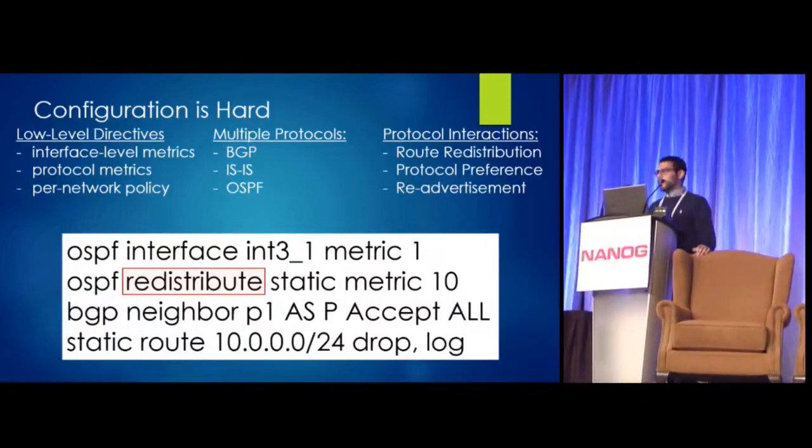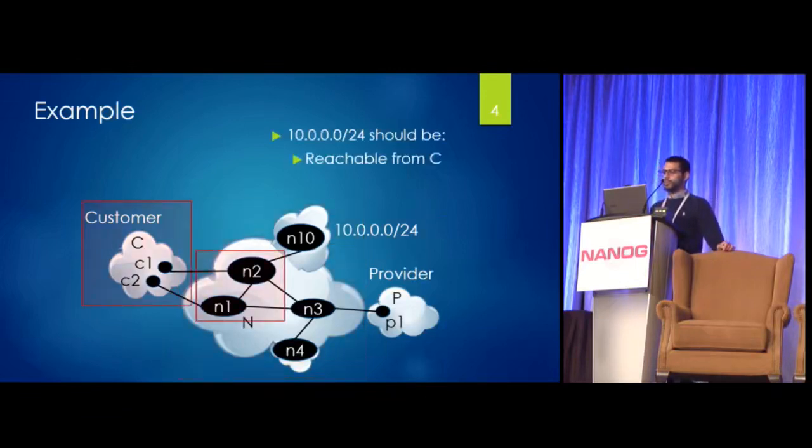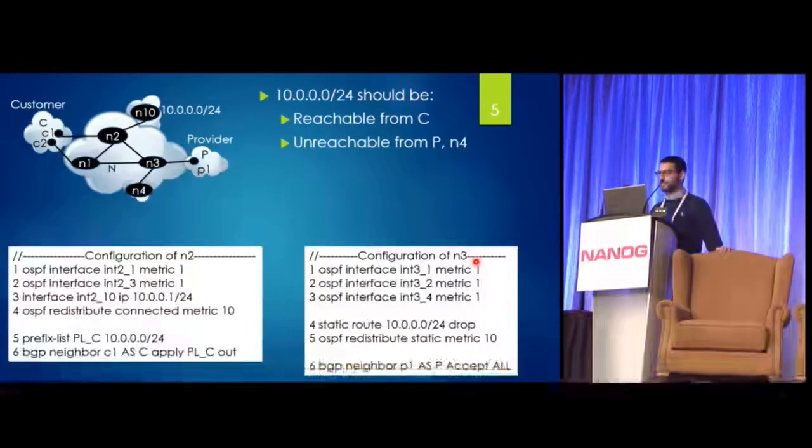So even if you get that configuration right for a single node, you also have to consider the holistic way that all the different nodes communicate with each other. And it's really easy to get that wrong as well. So for example, we have this network in the center here, and on the top right you see there's this 10.0.0 network, and we have a simple intent that we want to implement for this. We want 10.0.0 to be reachable from the customer C on the left, from the customer here, and we want it to be unreachable from the rest of the network that's not involved in the path to 10.0.0.